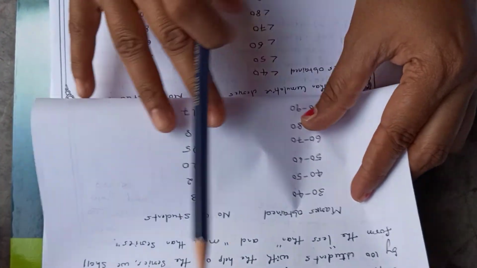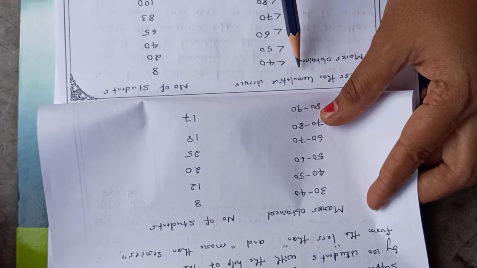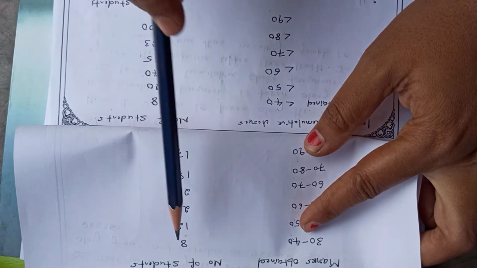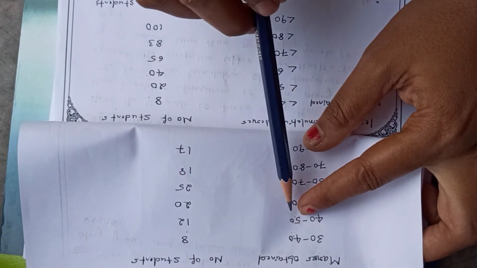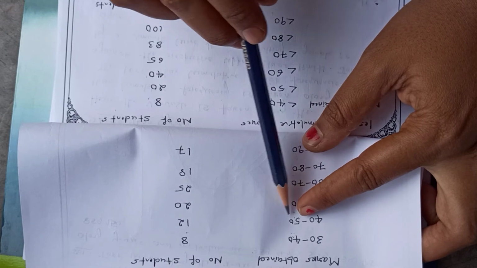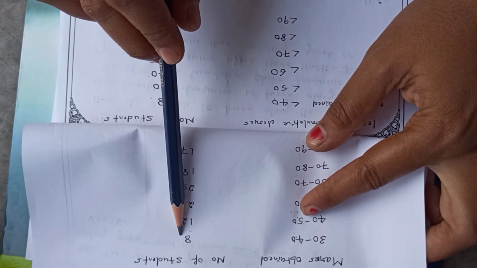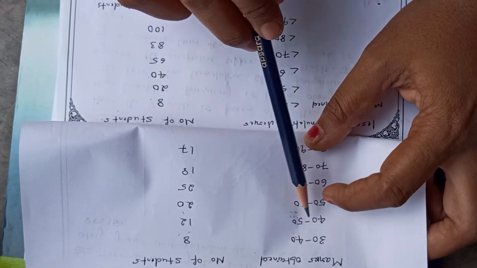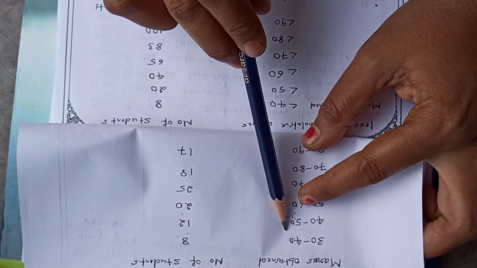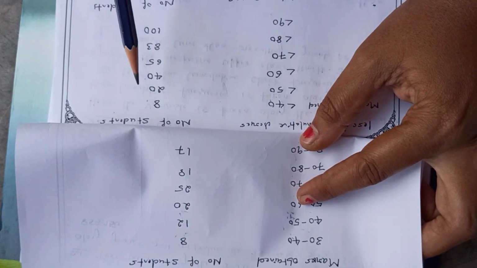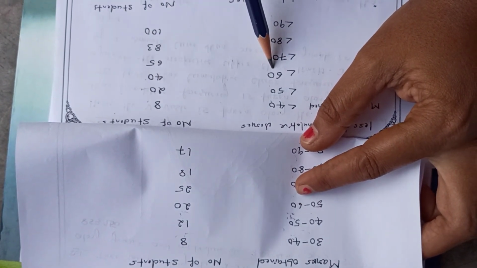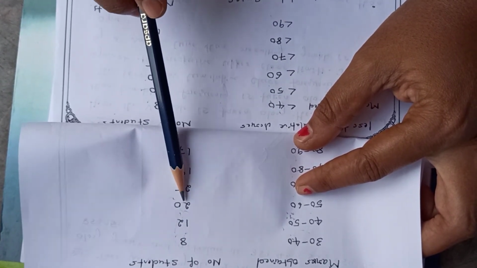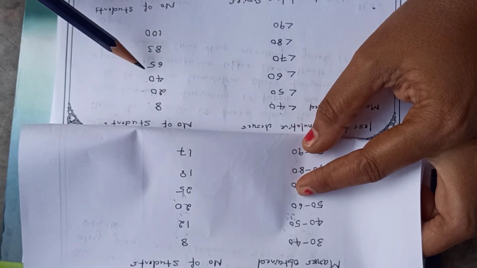So this is the given problem. This is the less than cumulative series. So less than 40 we have only 8 students. So I have written 8 here. So less than 50 means including 12 you have to add 8 also. Less than 50 means you will get all the students who have taken marks from 40 to 50 as well as from 30 to 40. So 12 plus 8, so you will get 20. So less than 60 in the sense including 20, so you have to add these three numbers also. So 20 plus 12 plus 8, so you will get the answer as 40.